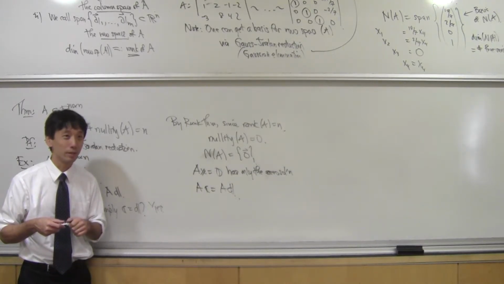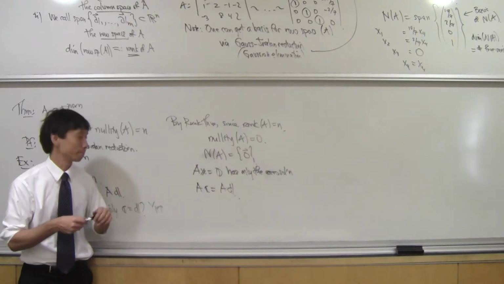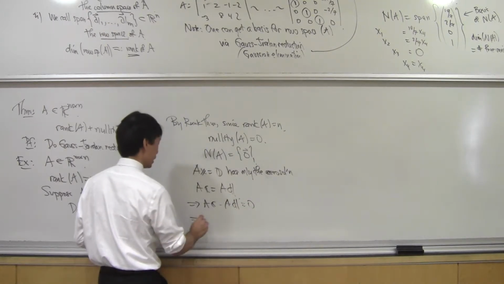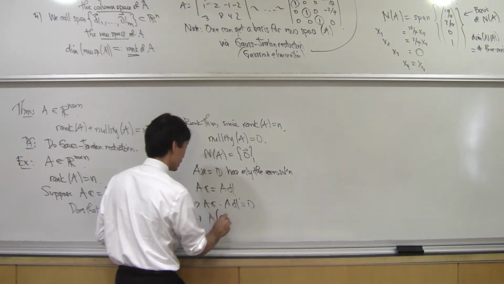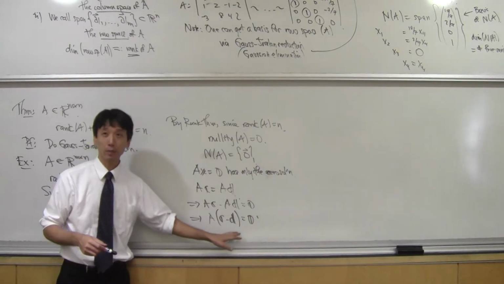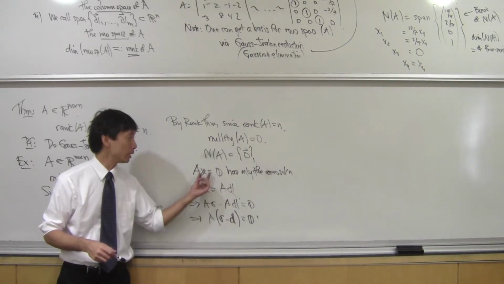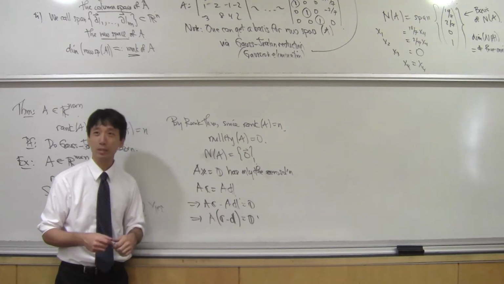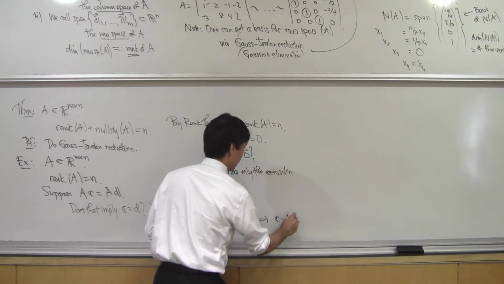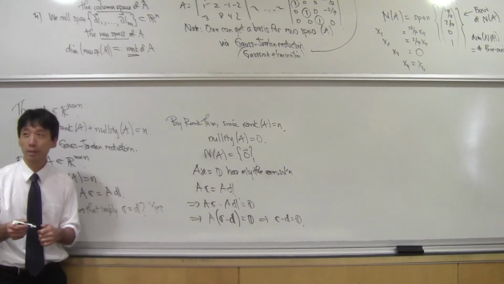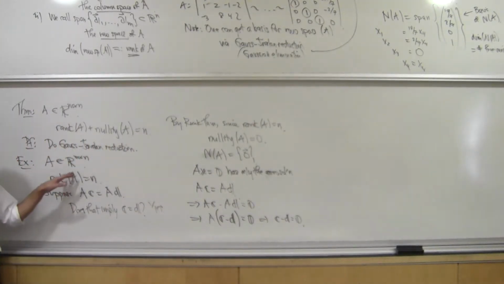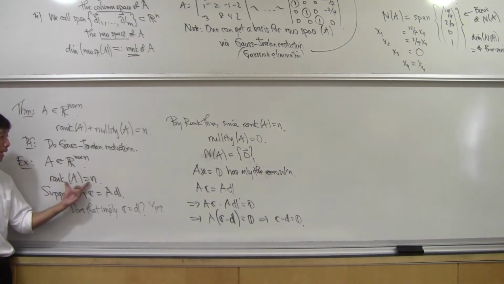Eric? I was just multiplying. AC minus AD equals 0. That means that A times (C minus D) equals 0. In other words, C minus D is a solution of this problem, so C minus D is 0. So C equals D, even though you don't have invertibility, as long as the rank is full.